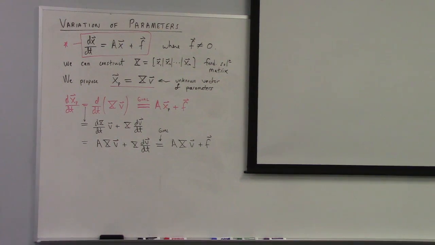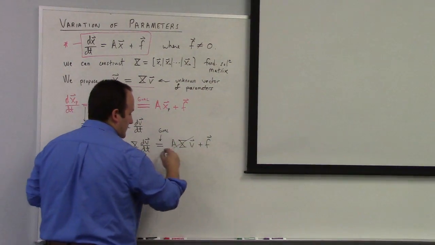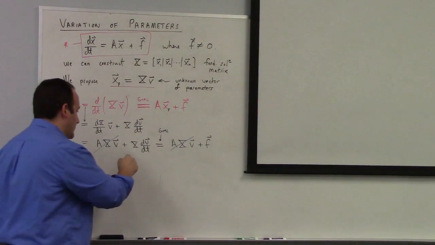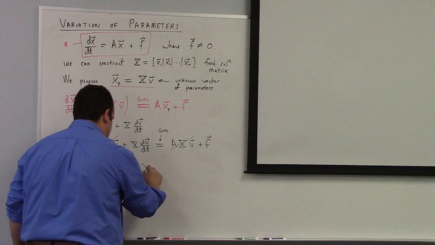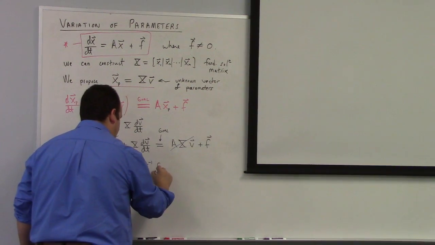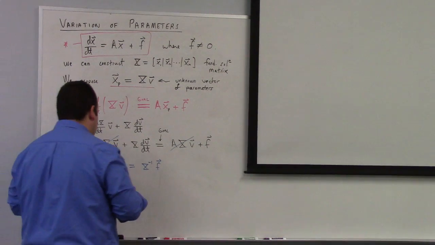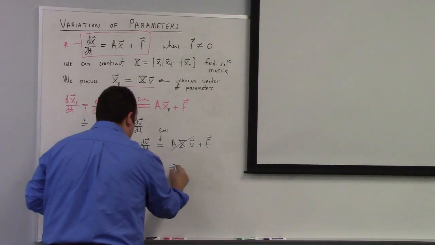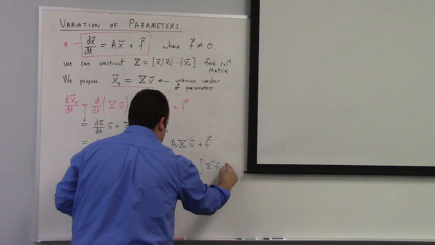And you see it's a goal we can reach because all you got to do is cancel this guy and this guy. And then you can solve for dv/dt, which is equal to X inverse times f. How do I know the inverse of this matrix X exists? Well, it's a fundamental solution matrix, so it's invertible. Its determinant is non-zero. And then here we're in the home stretch now, so that means that v, integrating both sides, is equal to the integral of X inverse f dt.